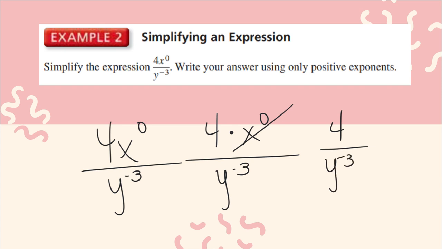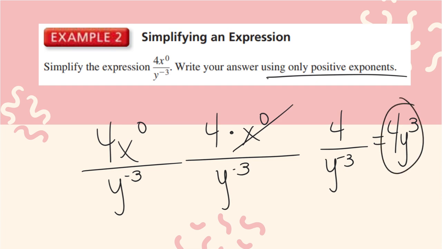We cannot have a negative exponent because they want us to simplify it into only positive exponents. So we do the reciprocal, which gives us 4y to the power of 3. You're basically moving it to the top. And if it was a negative exponent on the top, then you move it to the bottom.